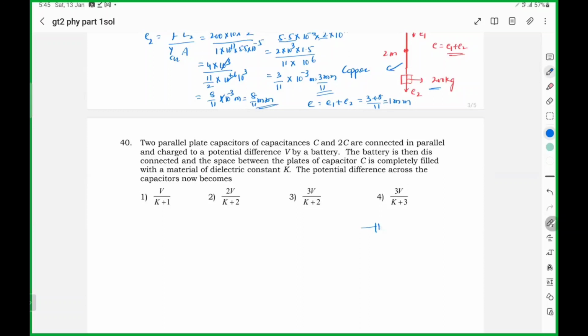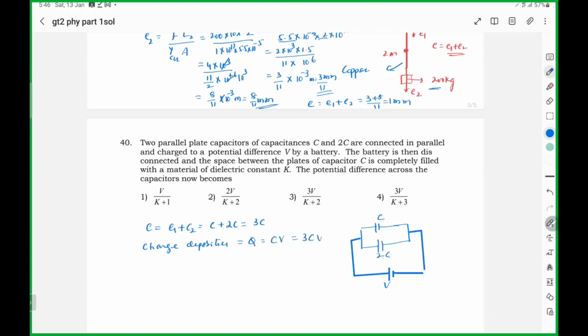When two capacitors are connected in parallel to a battery whose potential difference is V, since they are connected in parallel, the effective capacitance is C plus 2C, which is 3C. So the charge deposited becomes 3CV.